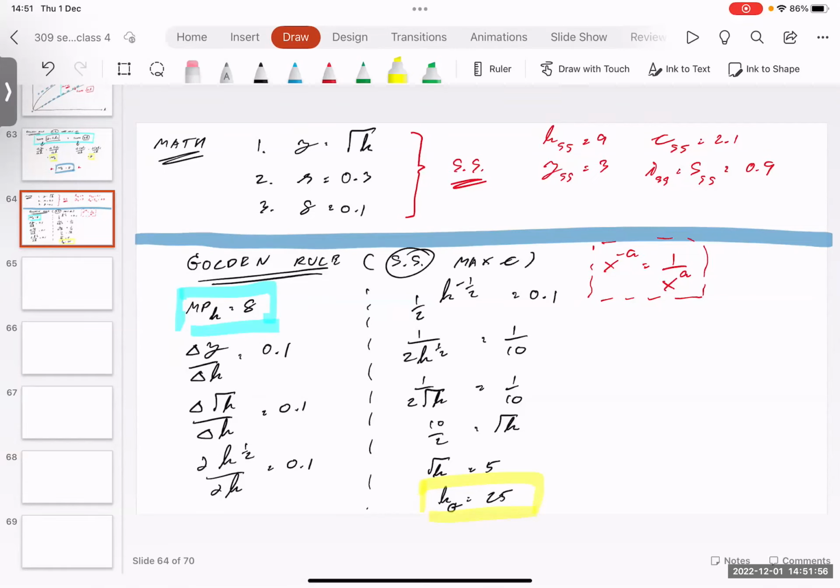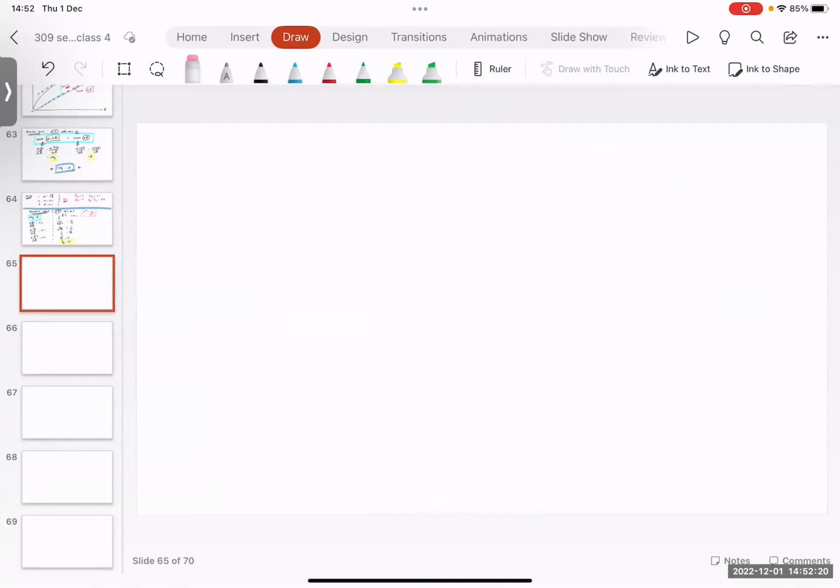Are you okay with this? Simple mathematics. Okay, k at the golden rule, I write out as k_g equal to 25. Done. In the exam, you have to be able to do this. Any question? Good. Okay, so I can draw in the graph to compare with what we did last time about finding the steady state point.